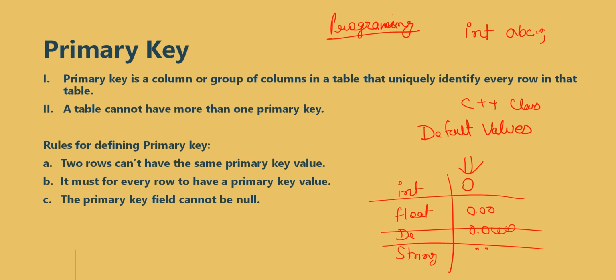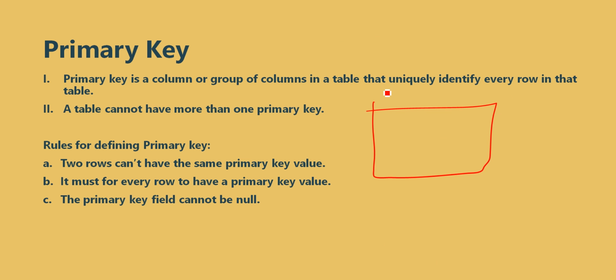But in the database case, it is totally different. We do not have default values. I mean, we can store default values, and we are going to see that later. But let's say I want to store a column of student age. Let's say I have created a table called student, and in this table I want to store student id to uniquely identify my students, the name of the student, and their age.